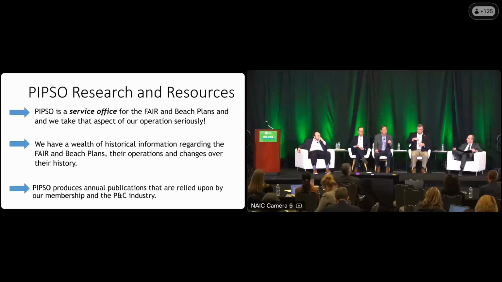We also produce annual publications. We produce a compendium of property insurance. The compendium of property insurance lists every FAIR plan. It includes a narrative that describes their operations. It includes vital statistics, which tells you about their operations, the lines of business that they write, their financial results over the past 5 years, their organization, whether they are a syndicate or act with a servicing carrier.